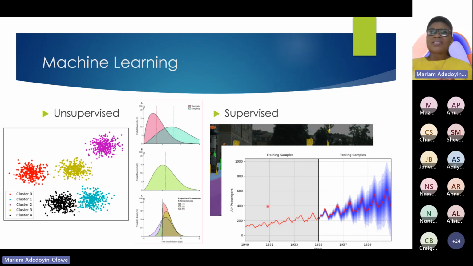Prediction is another supervised learning. You want to predict based on the historical data you have. So you feed your model with training data and you test it with the sample data to see whether these are correct, how accurate that is.